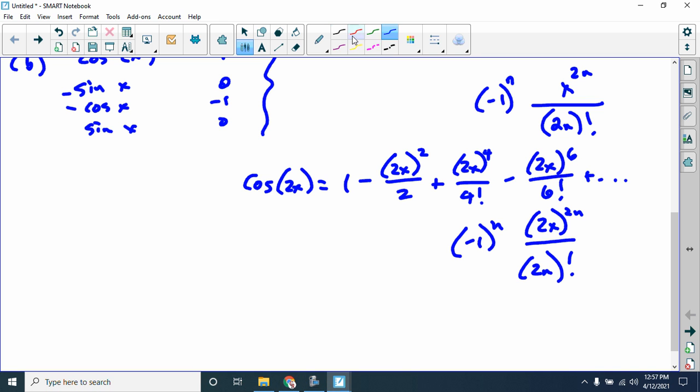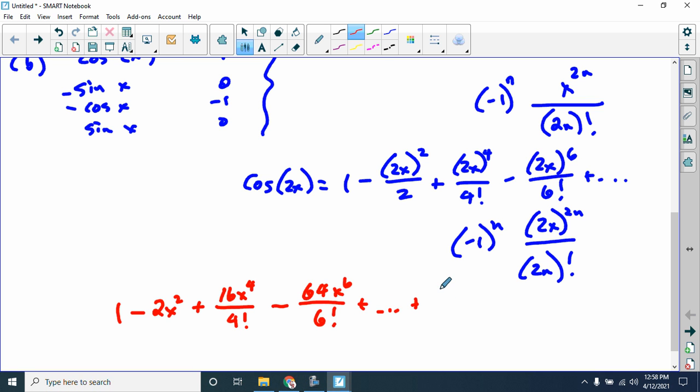So there it is. We're going to clean that up a little bit just for the next part. So answer to part B is 1 minus 2 squared is 4 divided by 2 factorial. Here I've got 2 to the 4th is 16. 2 to the 6th is 64. So there's our answer to part B.